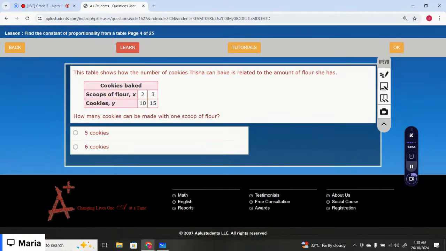The next one is: this table shows how the number of cookies Trisha can bake is related to the amount of flour she has. So how many cookies can be made with 1 scoop of flour, which is the correct option?